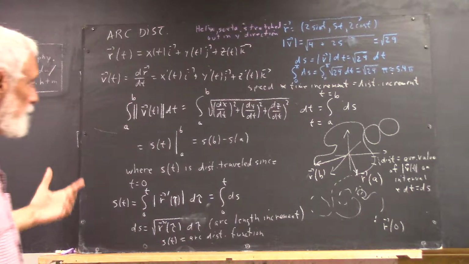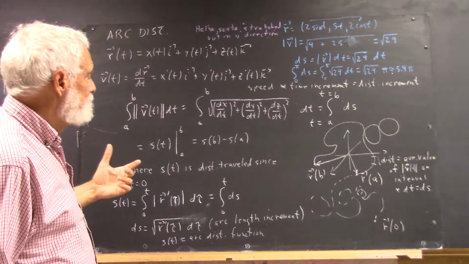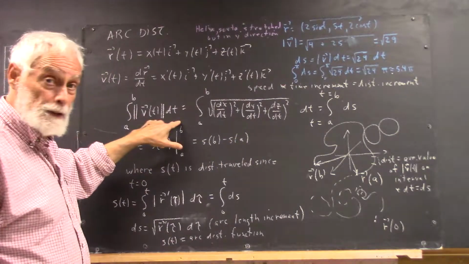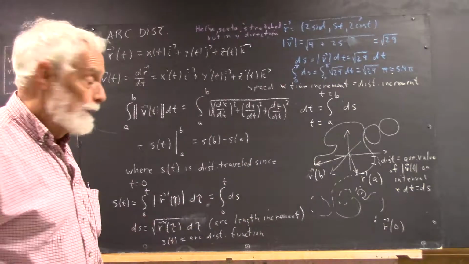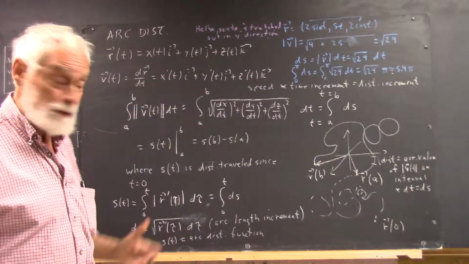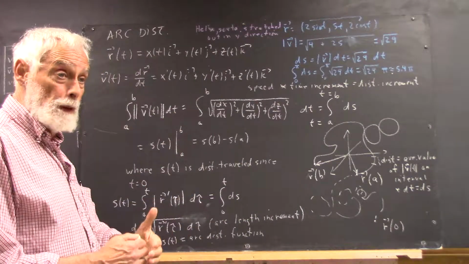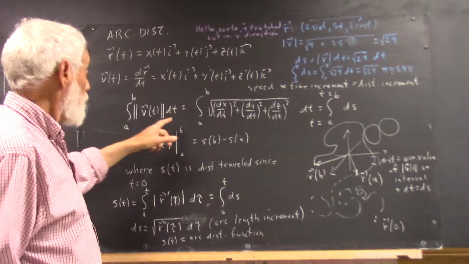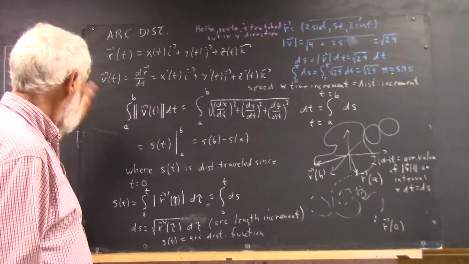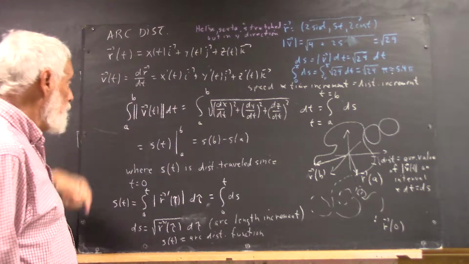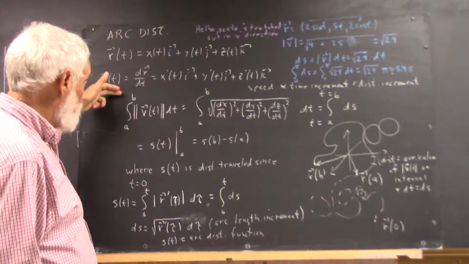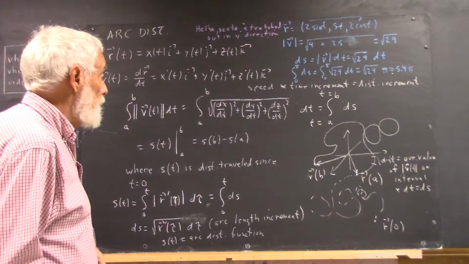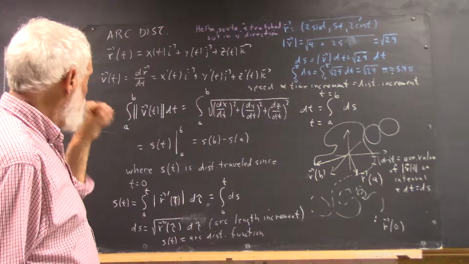Okay, that's the speed. If you integrate the speed with respect to time, you get your distance, because on every little increment of time, you're multiplying speed by how much time has elapsed. So you're accumulating distances when you do this. So the integral from t equals a to t equals b of your speed with respect to t is your distance. Okay?